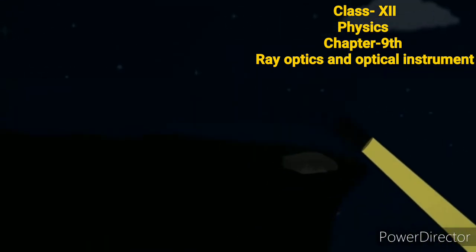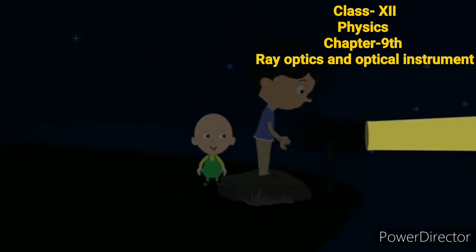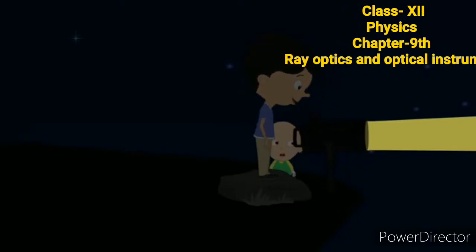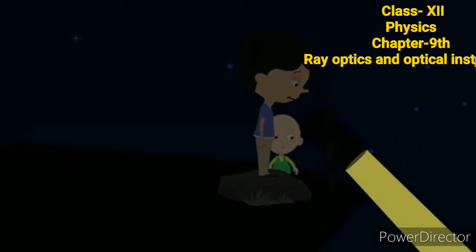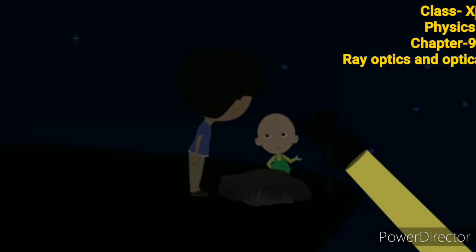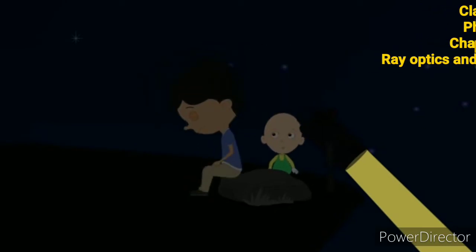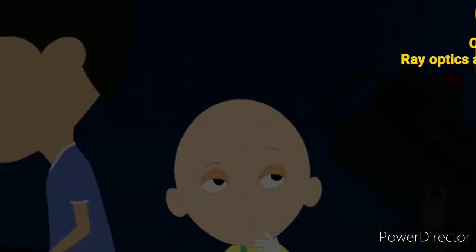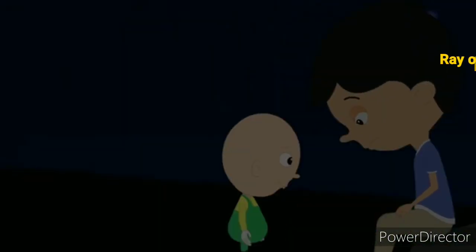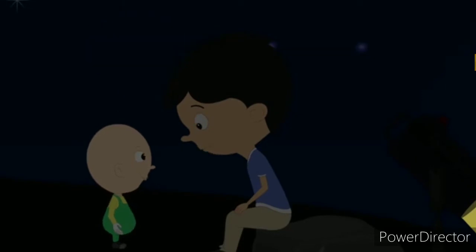First, optics. What is optics? Optics means the study of light. The branch of science that deals with light is called optics. Next question is, what is light? It is that part of the electromagnetic spectrum which helps us to see various objects.